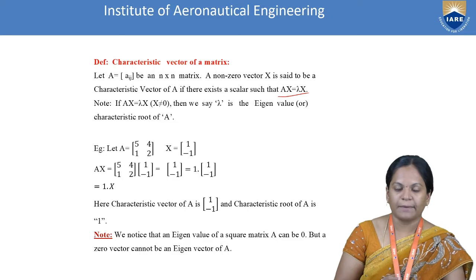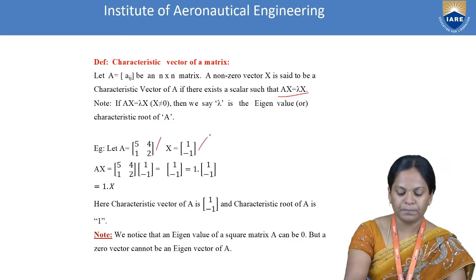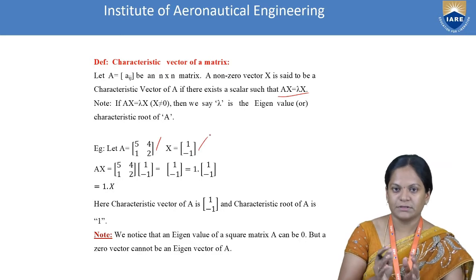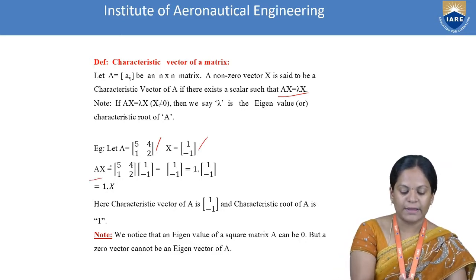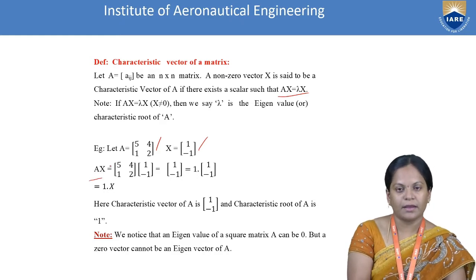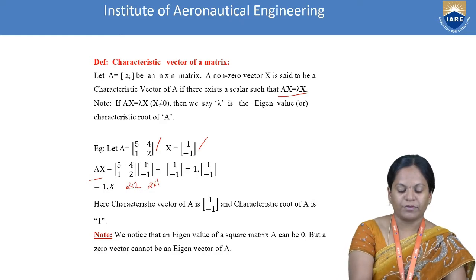Suppose I am taking capital A as the 2 by 2 matrix 5, 4, 1, 2. X I am choosing as 1, minus 1, which is a column matrix. So if we take A into X, we multiply the A and X matrices. A is of order 2 by 2 and X is of order 2 by 1, so we'll get a 2 by 1 result. Multiplying, 5 ones are 5 minus 4, nothing but we'll get 1. 1 ones are 1 minus 2, we'll get minus 1.